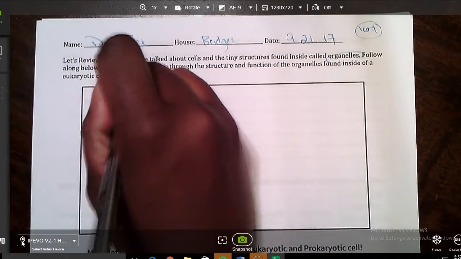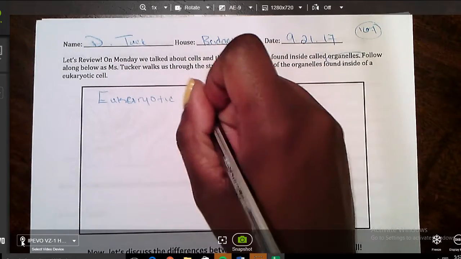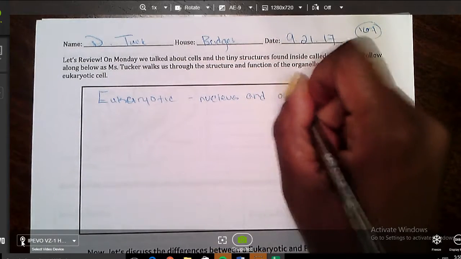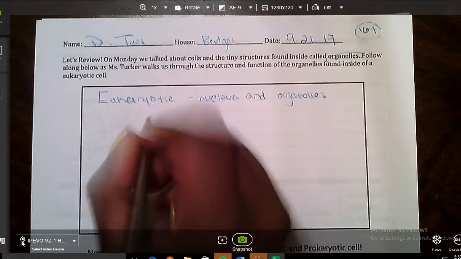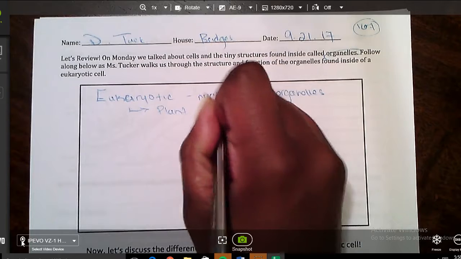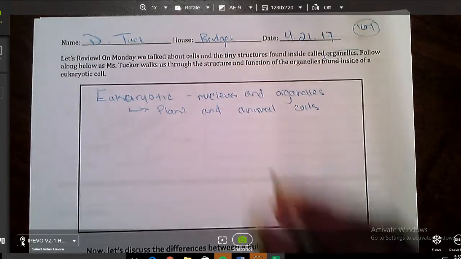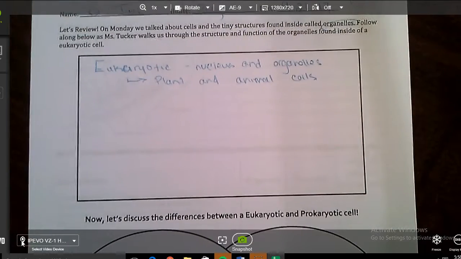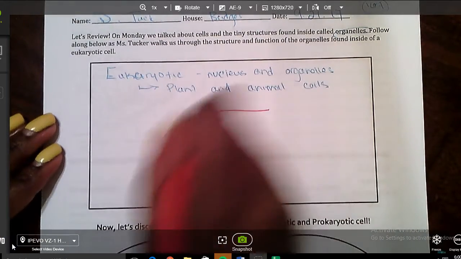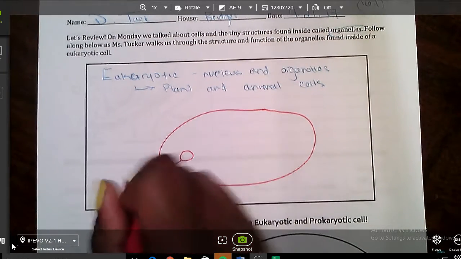So we know that eukaryotic means that the cell contains a nucleus and organelles. We also know that eukaryotic cells are plant and animal cells. So if I were to draw a cell, a eukaryotic cell is going to look something like this. We're going to have our nucleus.